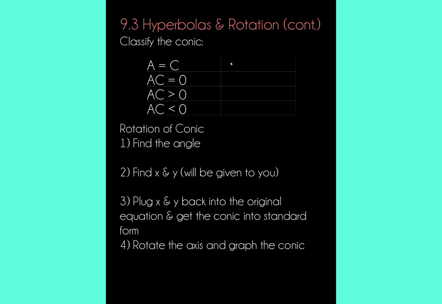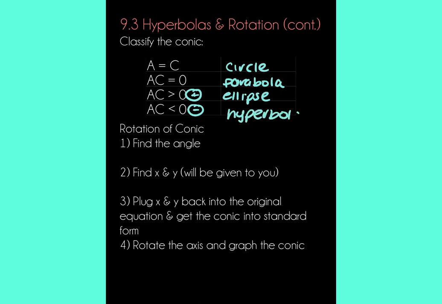If it's A equals C, it's a circle. If it's equal to 0, that means you're missing one. That's a parabola. Greater than 0, that means it's positive. That's an ellipse. Less than 0, that means it's negative. That's a hyperbola.